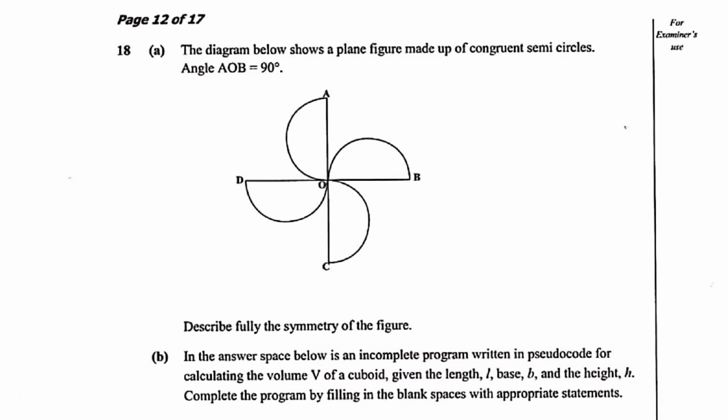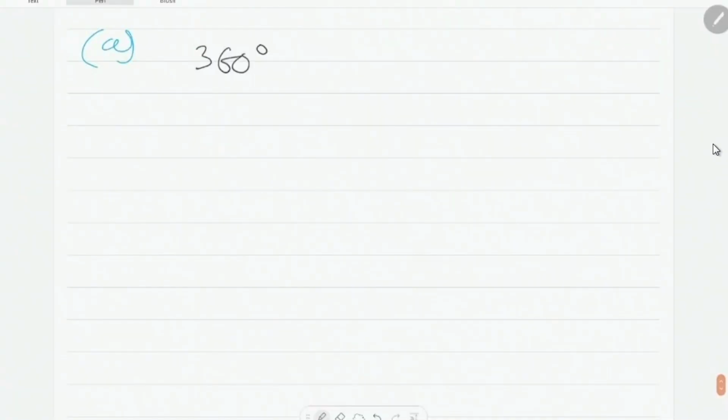So to calculate the order of rotational symmetry, we have to look at the total number of degrees for a complete turn, which is 360 degrees, and we are told that the angle AOB is 90 degrees. You can see that when I make a 90 degrees turn, I am attaining the same shape. So that is rotational symmetry. I'm looking for the order of rotational symmetry. I'll divide 360 by 90 degrees, and you see that 90 will go into 360 4 times.